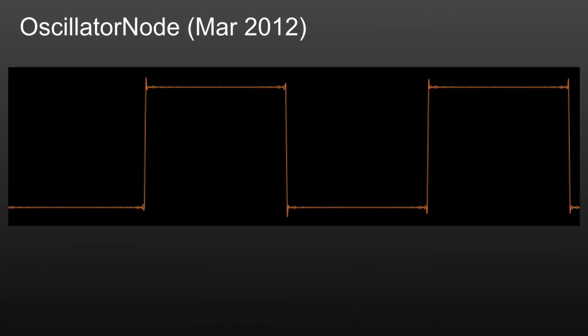And just kind of jumping around here, in March of 2012, we had discussions in the working group about oscillators. I felt pretty strongly that oscillator was kind of an essential building block to have in an audio system. So I spec'd out the OscillatorNode and wrote the implementation in WebKit for that. And I tried to do it the best I could to make it really high quality and anti-aliased.